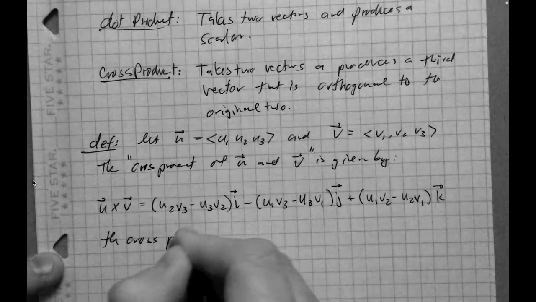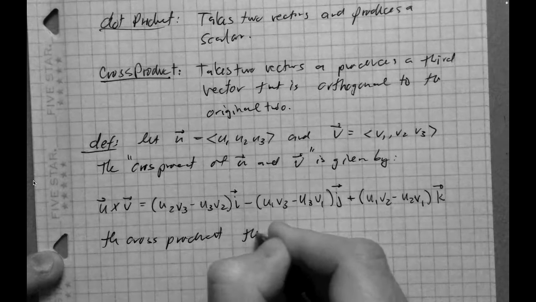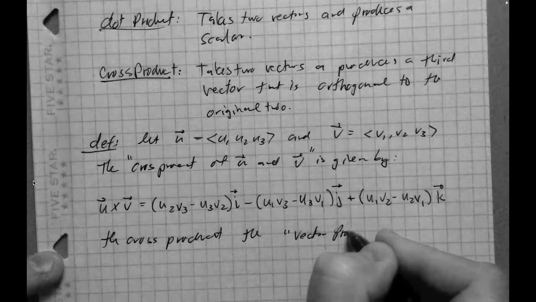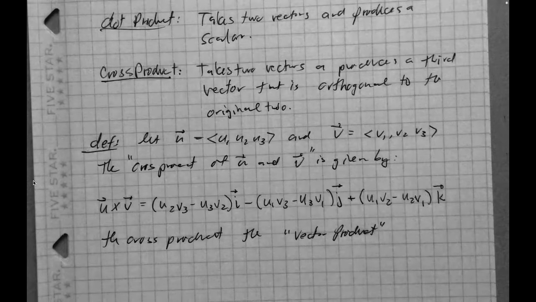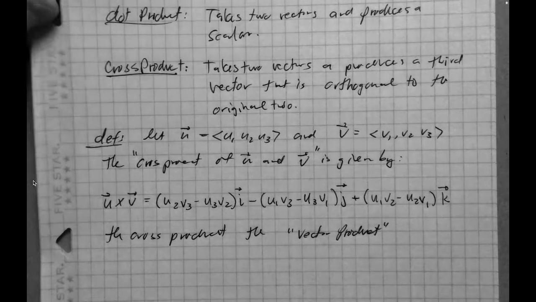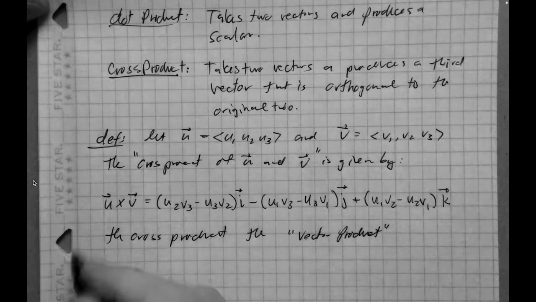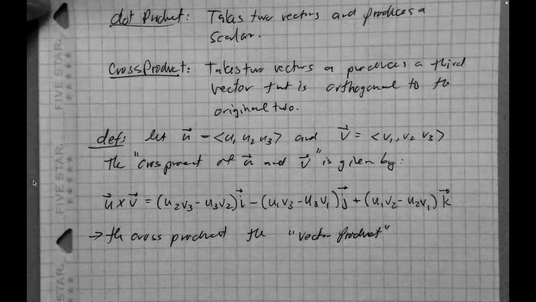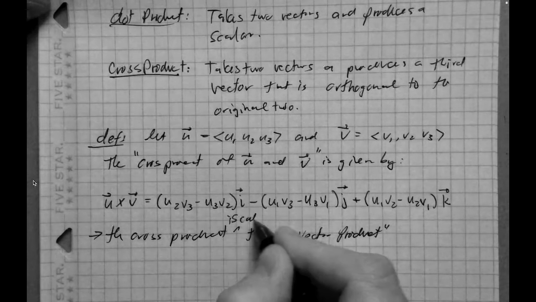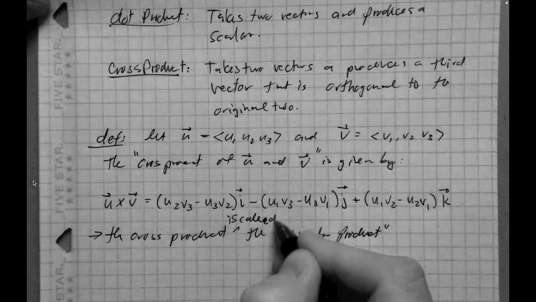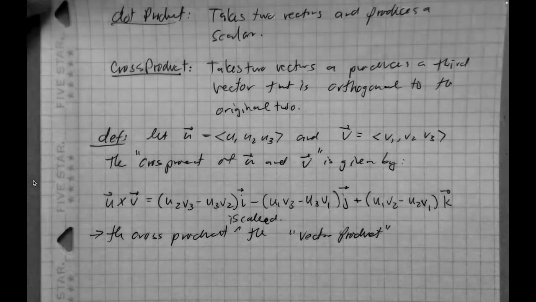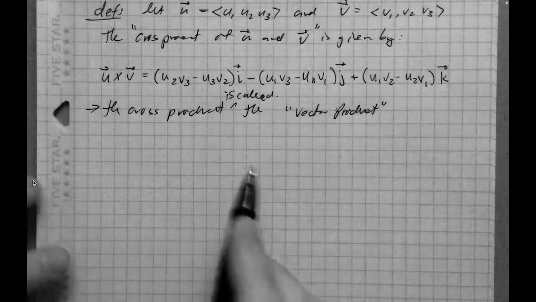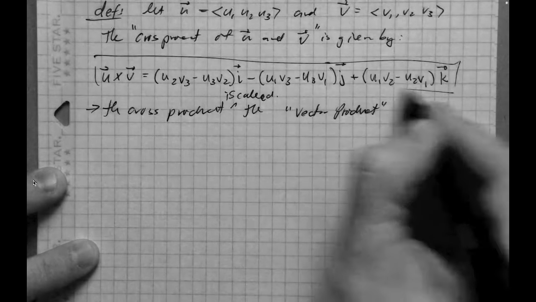Now, the cross product is sometimes called the vector product. Remember we had the dot product, which is sometimes called the scalar product. Well, the cross product is called the vector product, and the reason is obvious because it produces a vector. All right, so this is the formula for it, but in practice, nobody uses this.